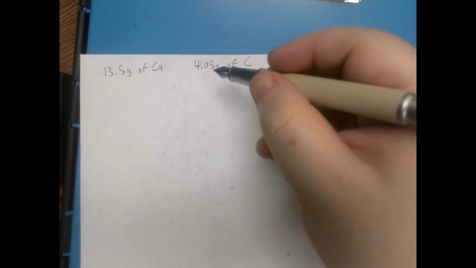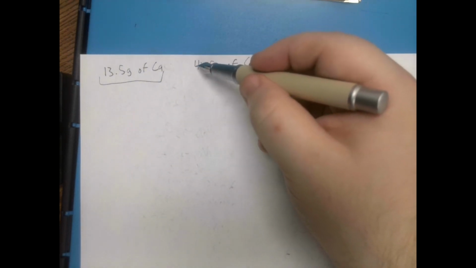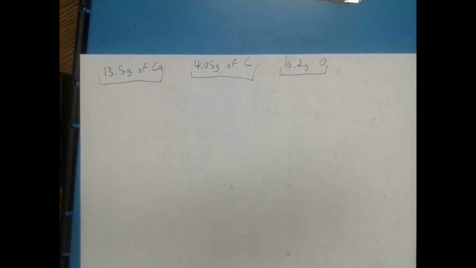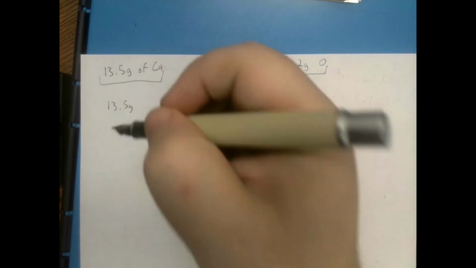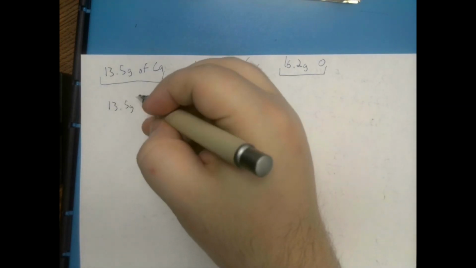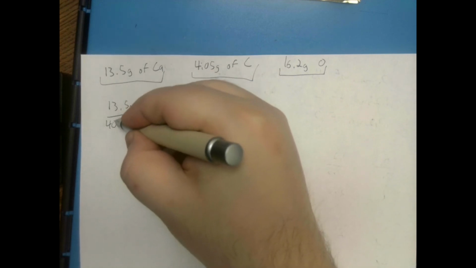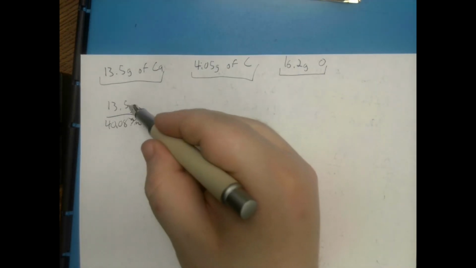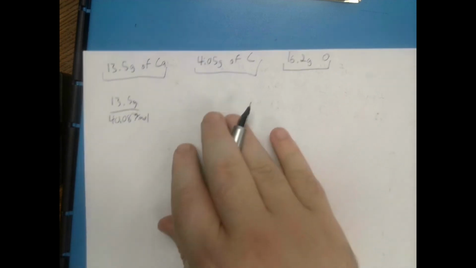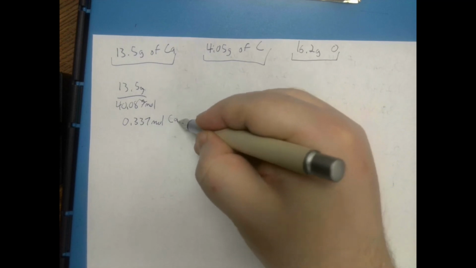Then I do some other experiment and figure out that it has 13.5 grams of calcium and that it has 4.05 grams of carbon. Somehow I've figured out its percentage of the elements. Well, again, this one doesn't tell us as precisely as our periodic table does. The molar mass of calcium is about 40.08 grams per mole. Grams is going to cancel and the moles go flip. And we see this is 0.337 moles of calcium.